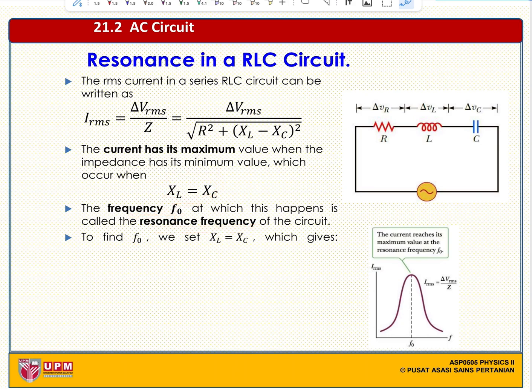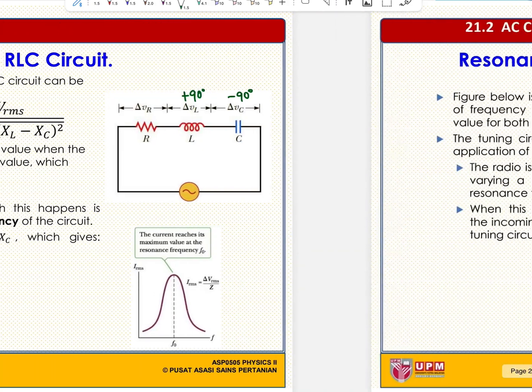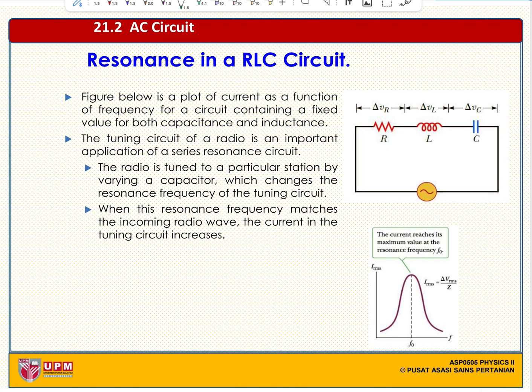Okay. You see that before, your delta VL is positive 90 lead. Yang ni negative 90 kan. So kalau di frekuensi dia sama, dia akan cancel each other. Kalau XL equal to XC, dia akan cancel each other. So that's frekuensi, kita panggil dia sebagai resonant frekuensi. So resonant frekuensi ni, kalau awak tengok kat sini, this one dia guna value of R, L dengan C yang sama. Sampai dekat satu frekuensi ni, dia akan dapat maximum current. This maximum current kita panggil dia sebagai resonant lah.